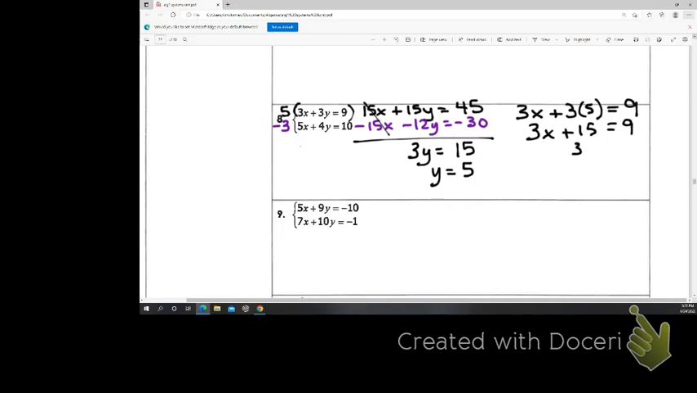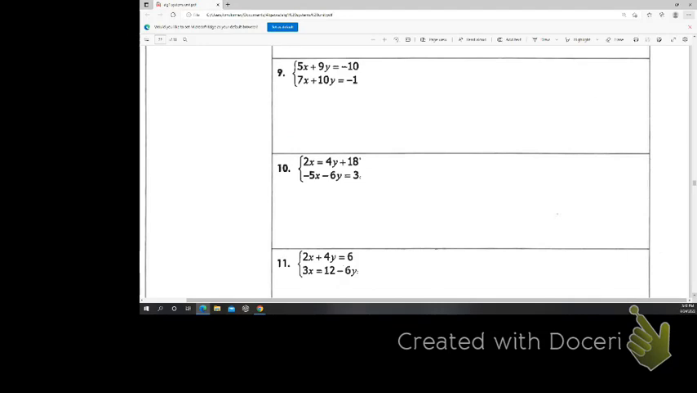Take away the 15 from 9, right? Because I got to take it away on both sides, so I got rid of it on the left. Now I've got negative 6, divide by 3, and x is negative 2. So negative 2, 5. So far so good, I hope. All right, one more example.